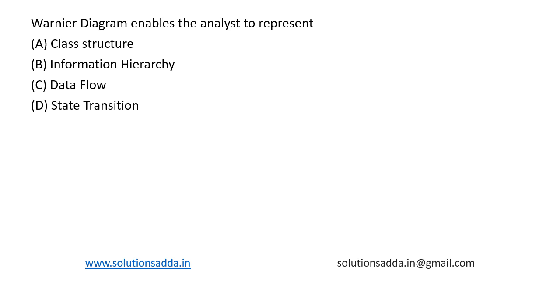This is a question from software engineering. Warnier diagram enables the analyst to represent what? Class structure, information hierarchy, data flow, or state transition.